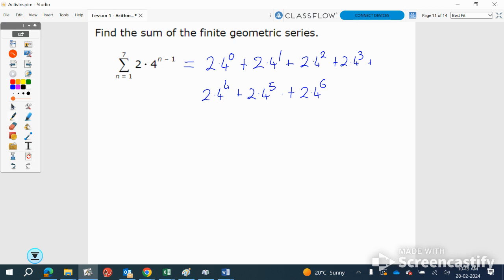So we can calculate each one of those and add it up, or we can find out what the sum of 7 terms is. What's the first term in the sequence? 2. What's the common ratio? 4. How many terms in the sequence? 7. Calculate this on your calculator.